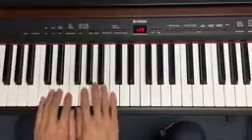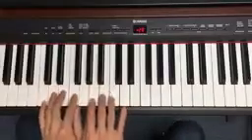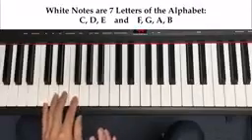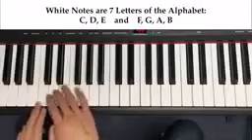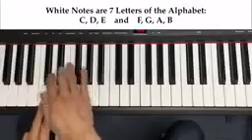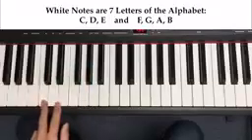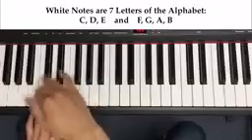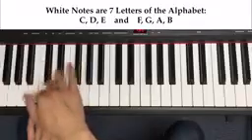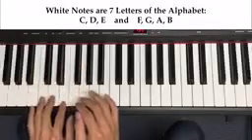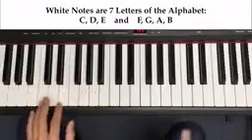If we look at just the white ones, those 7, each of those 7 has a letter name, a letter of the alphabet. So if we start here, the note in front of the 2 black notes, that's the letter C. You can think of this as the C group, the notes that surround the 2 black notes. So you have C, D, and E, right? Just up the alphabet, C, D, E.